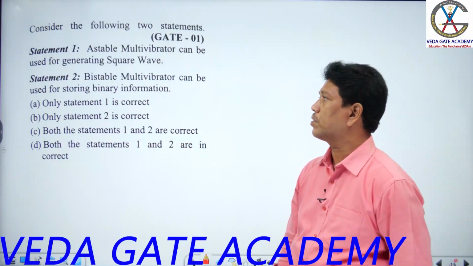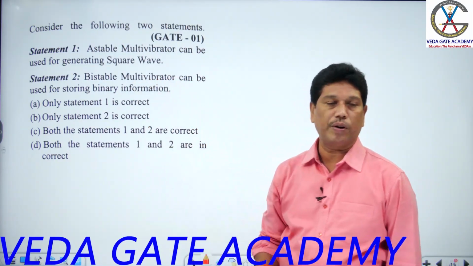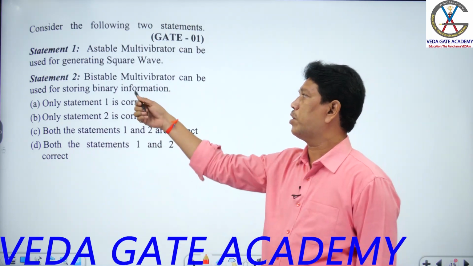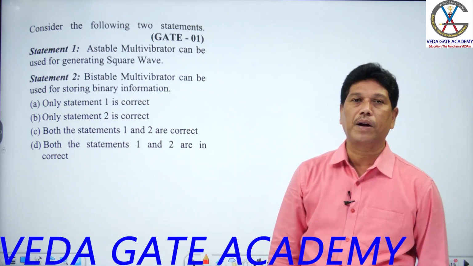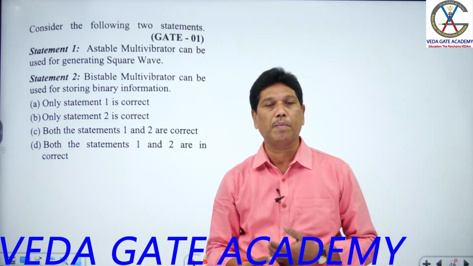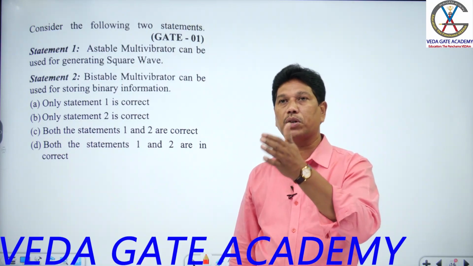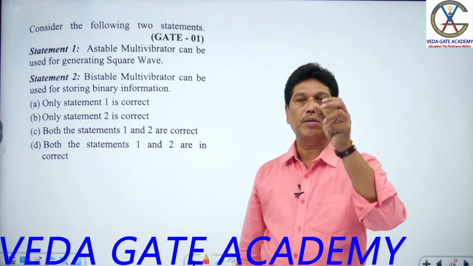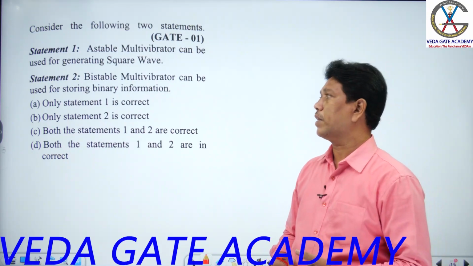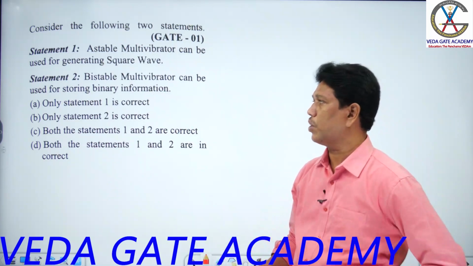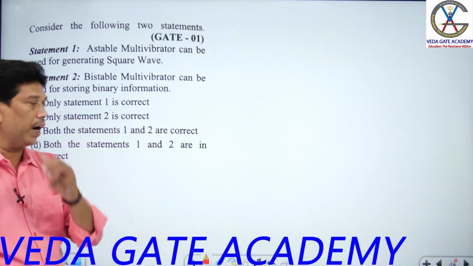Consider the following two statements. Statement 1: An astable multivibrator can be used for generation of square wave. Yes, correct. Statement 2: A bistable multivibrator can be used for storing binary information. Already I told that the bistable multivibrator looks like a flip-flop because it has two stable states, and each time it requires a triggering pulse to change from one state to the other. So its action looks 100% like a flip-flop. A flip-flop can store information, so the bistable multivibrator can store information. So statements 1 and 2 are both correct.